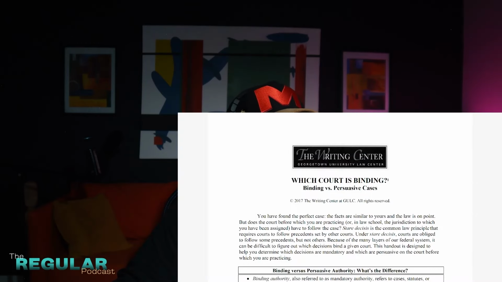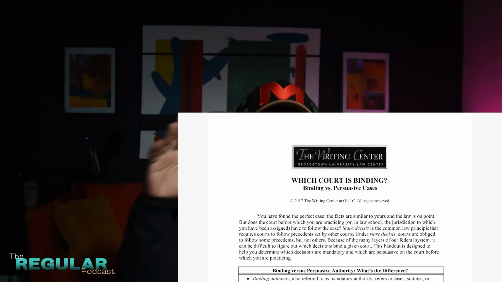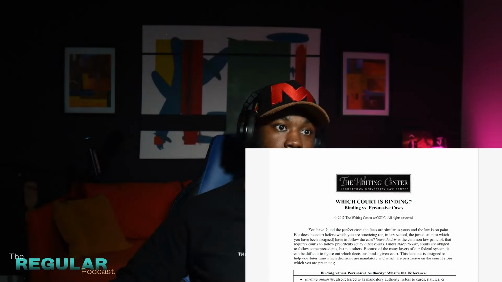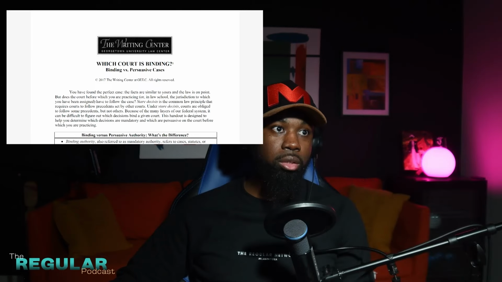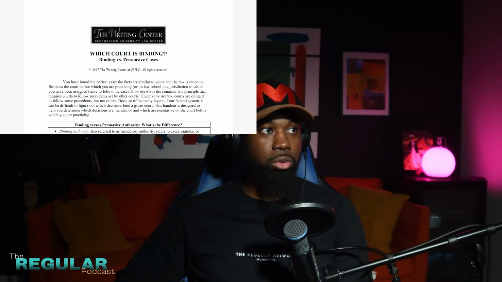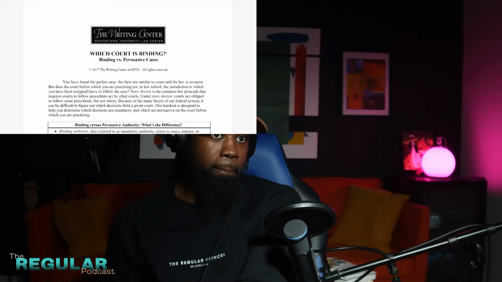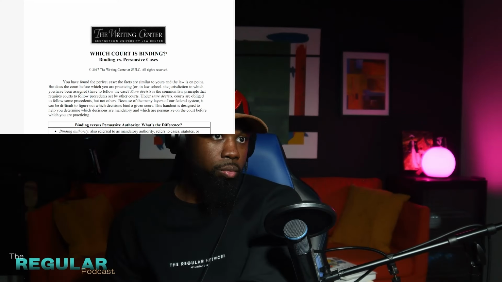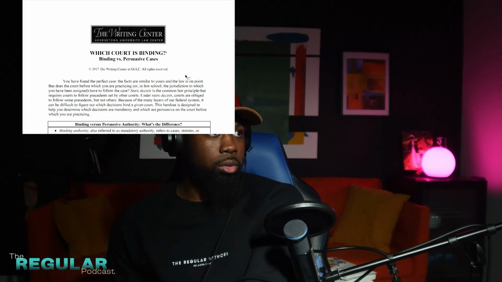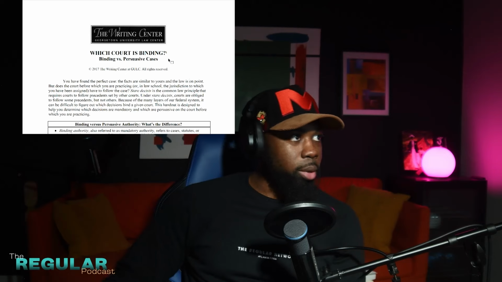This is about binding versus persuasive, right? And this is really dealing with how courts have to use case law when evaluating whether or not to make a ruling, based on whatever factors we're dealing with. Okay, so binding versus persuasive.